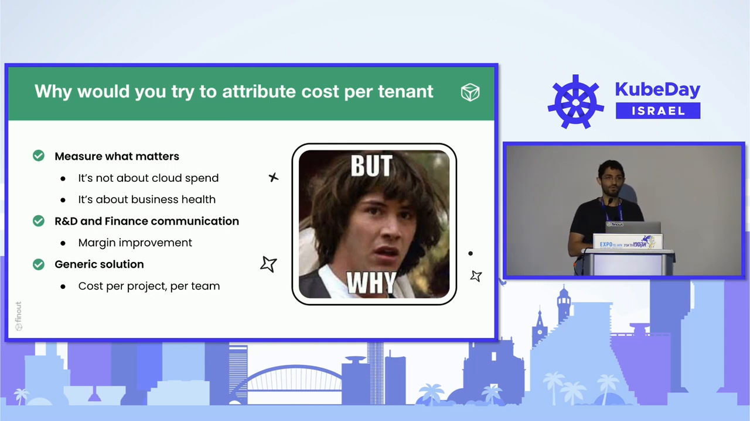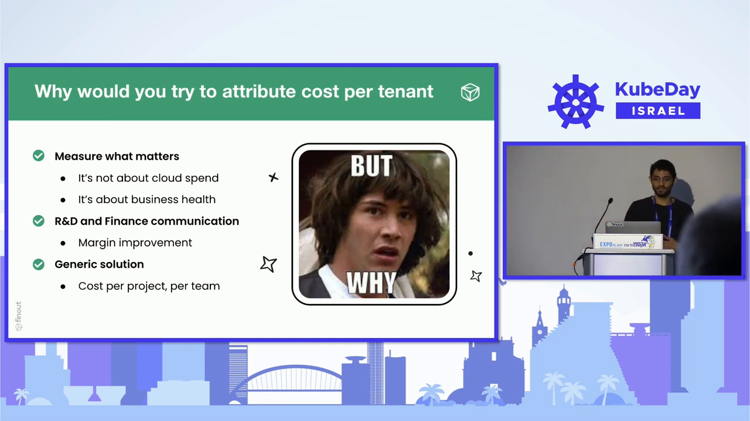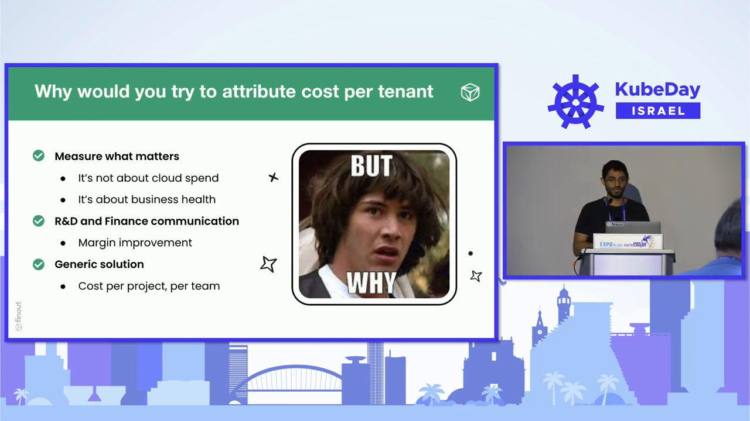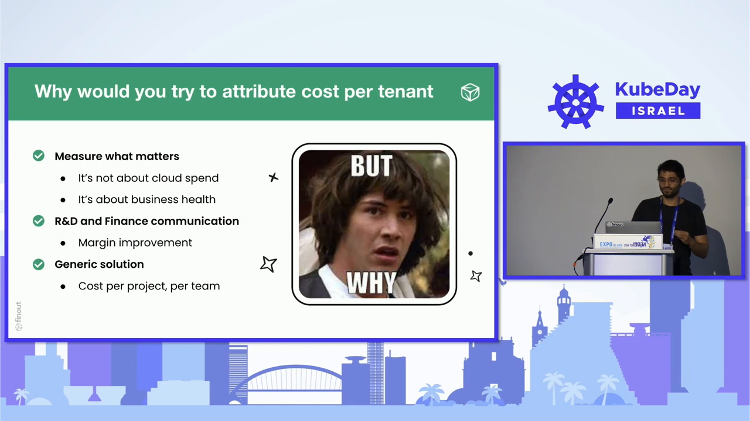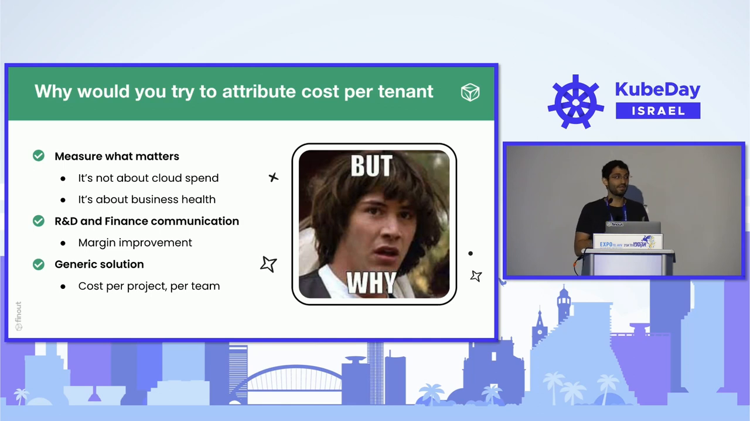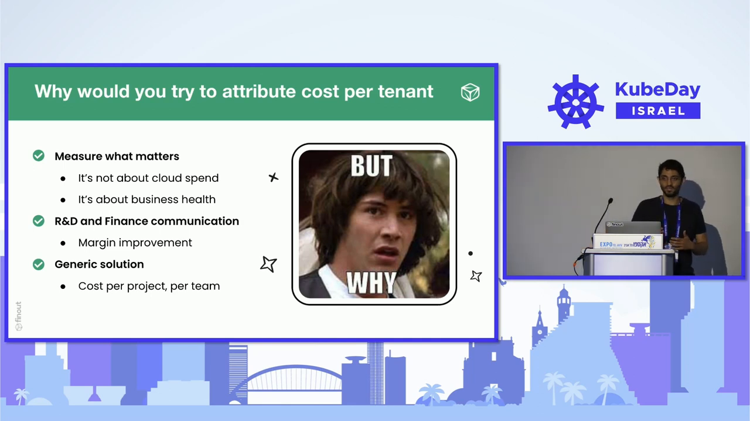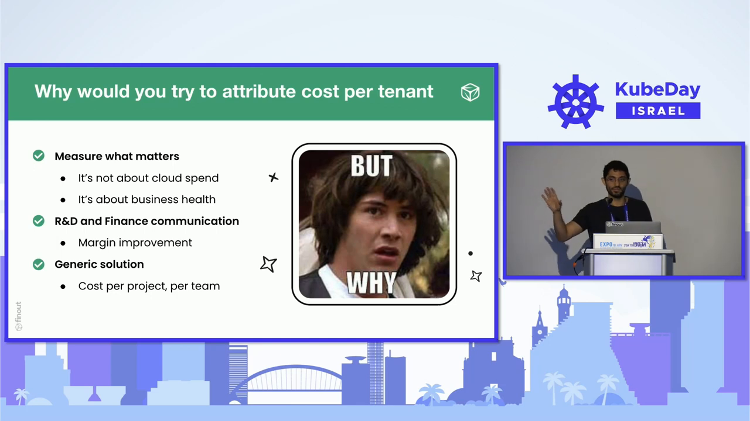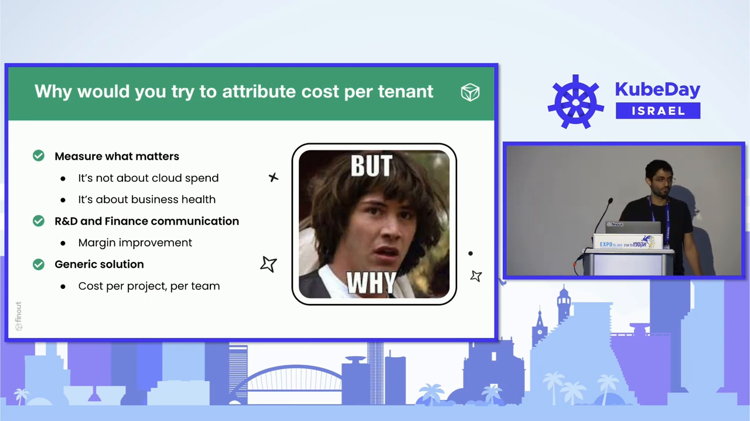Also, it's a great tool for R&D and finance departments to communicate better, because the entire conversation becomes more actionable in terms of what finance can do with the information and what finance can tell R&D as a lead as to where to start checking for issues. The answers they get from R&D could be better ones, because they would know how to ask the right questions. For example, why did this specific customer's margin deteriorate? Then R&D could go and check and say, oh, it's because they're using much more expensive queries.